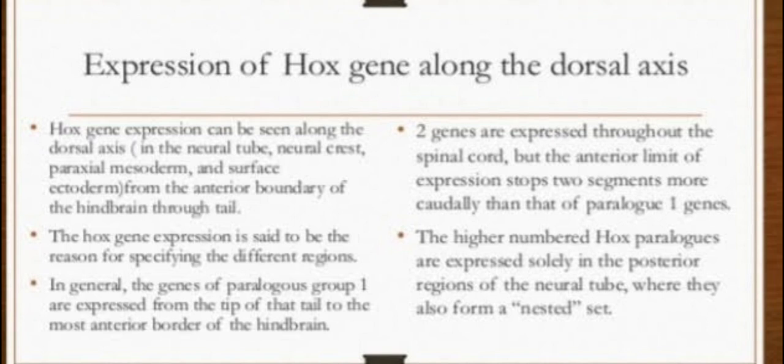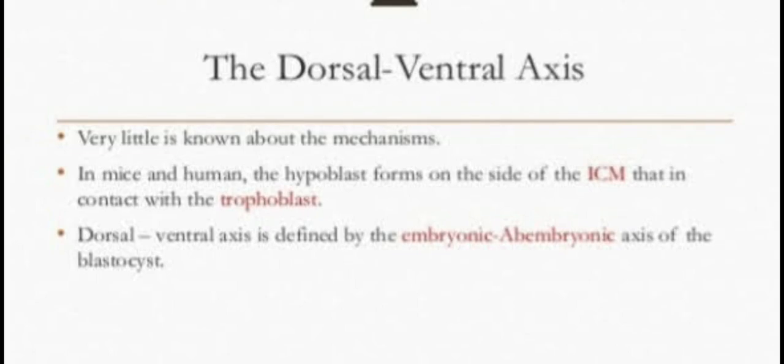Group 2 genes are expressed throughout the spinal cord, but the anterior limit of expression stops two segments more caudally than paralog group 1. The higher numbered Hox paralogs are expressed solely in the posterior region of the neural tube, where they also form a nested set.